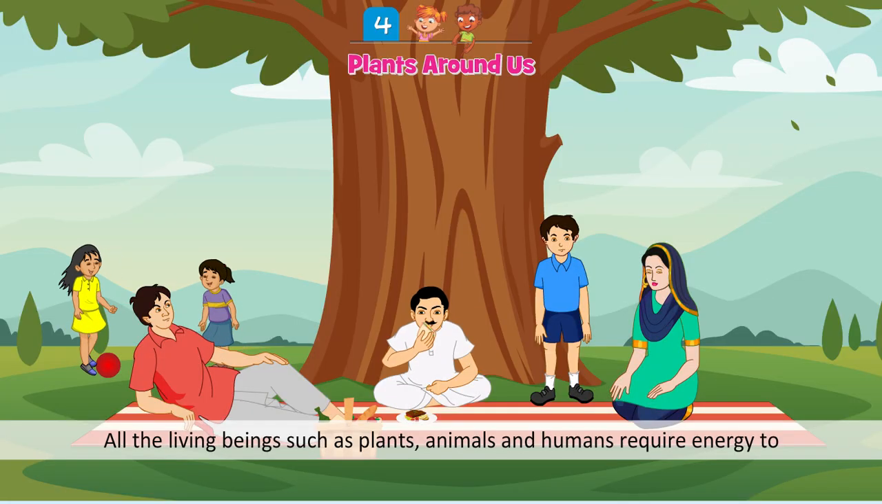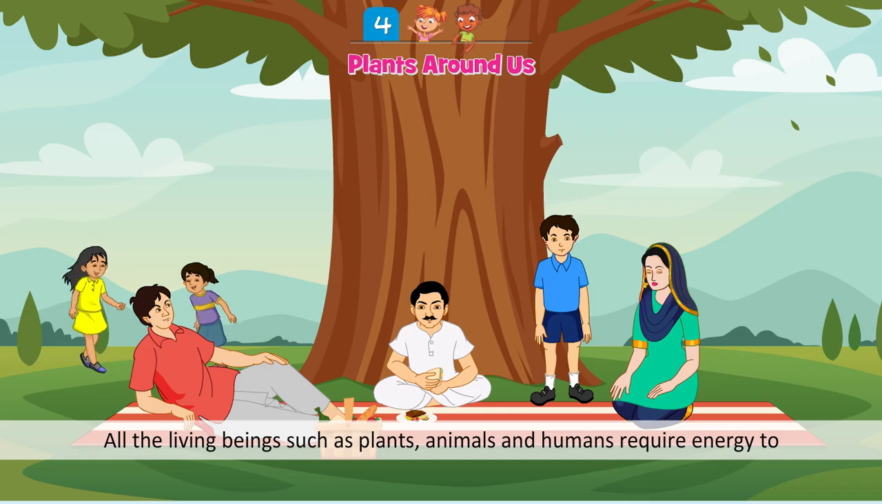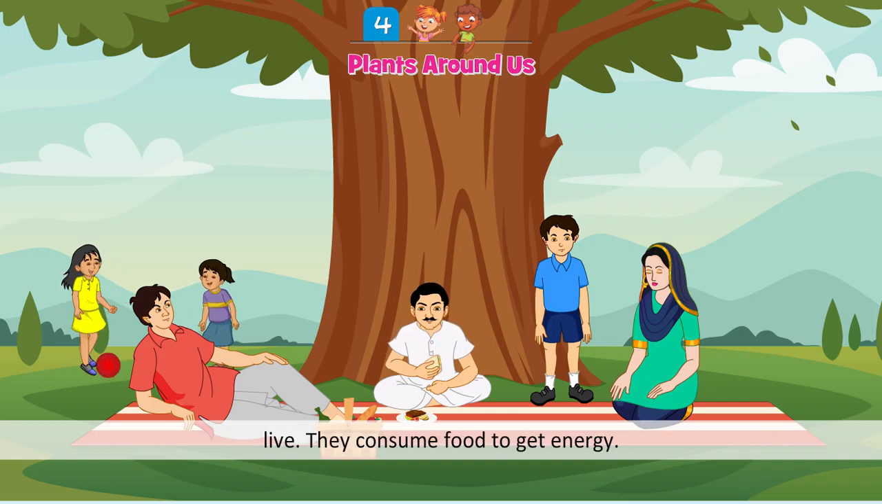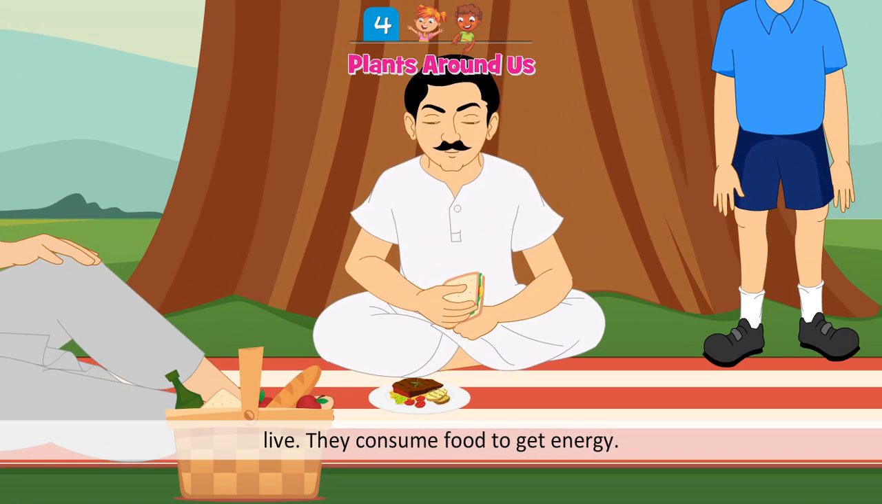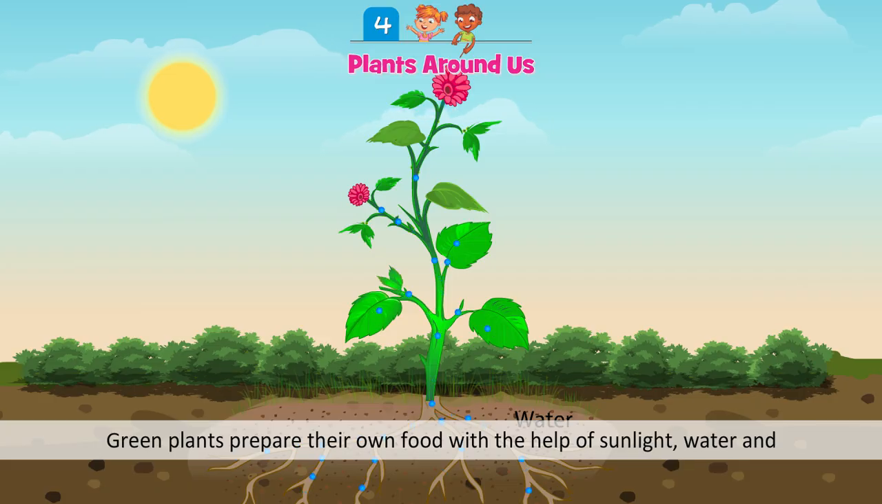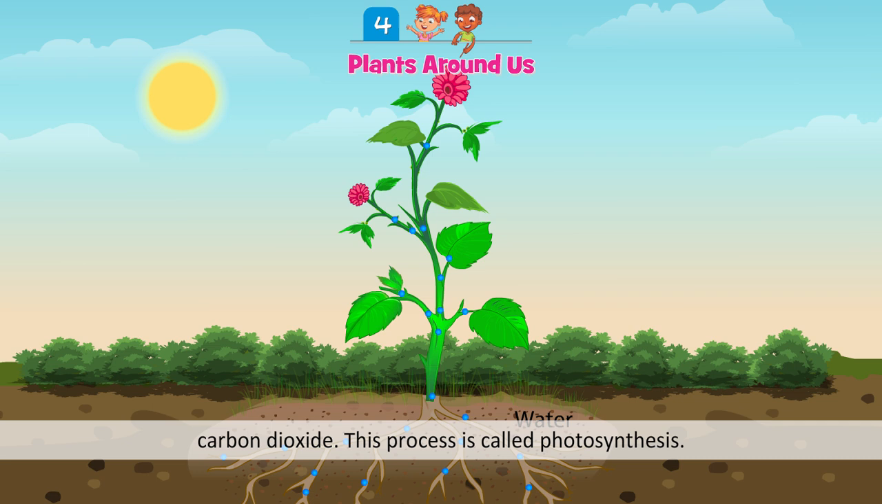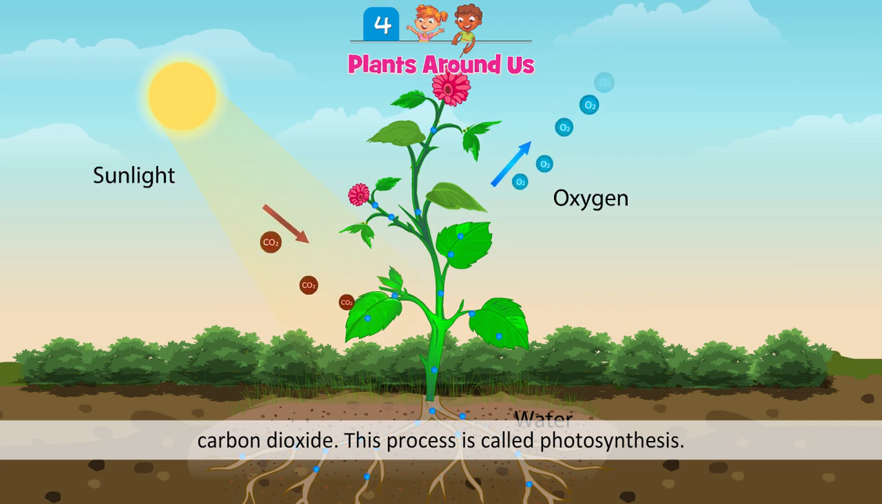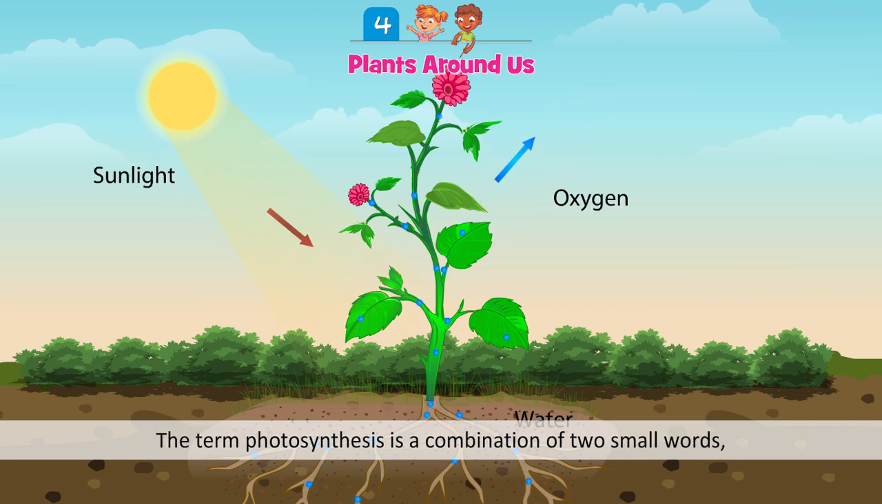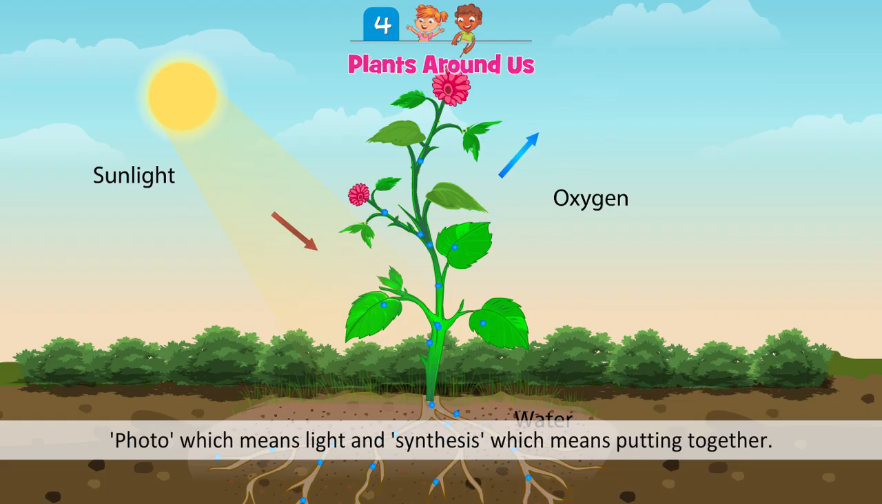All the living beings such as plants, animals and humans require energy to live. They consume food to get energy. Green plants prepare their own food with the help of sunlight, water, and carbon dioxide. This process is called photosynthesis. The term photosynthesis is a combination of two small words, photo, which means light, and synthesis, which means putting together.